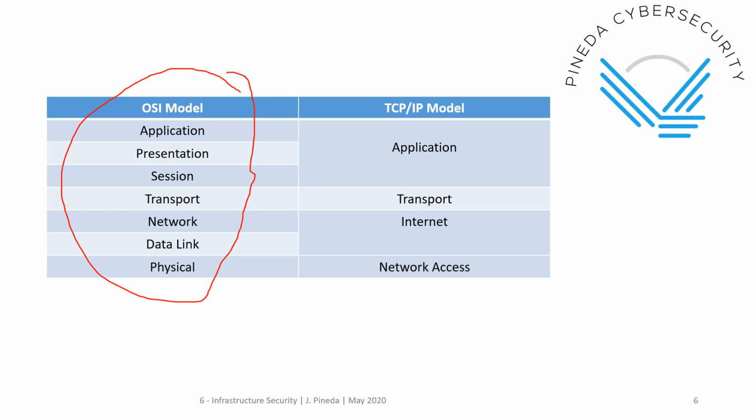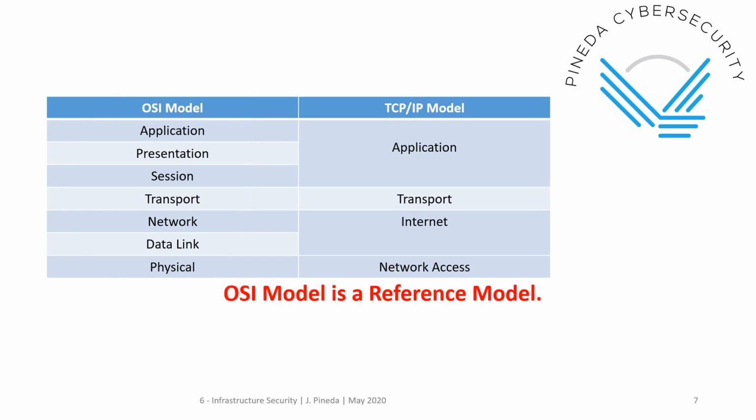layers. Okay. So we call the OSI model the reference model because it is not literally divided into 7. So this is logical, and the goal is that if different organizations will create their own protocols, the OSI model can help to establish standards so that these protocols can communicate with one another.